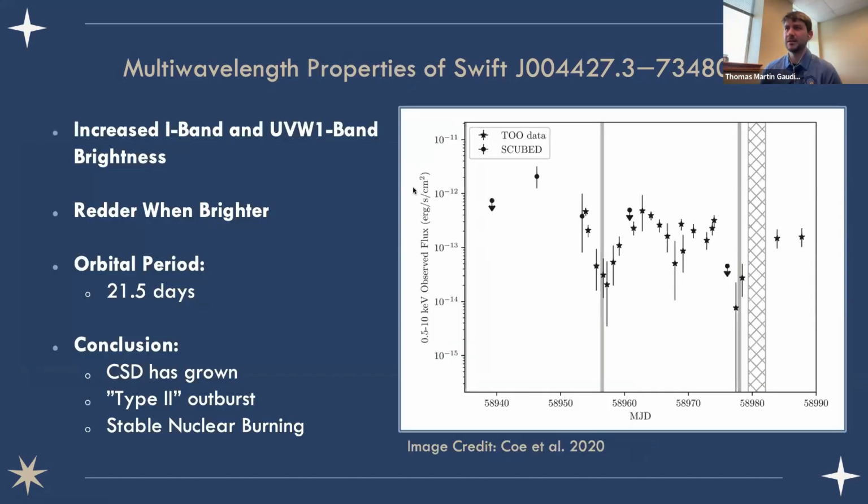When we put all these together, we see that we have an increased I-band and UVW1 band brightness. We see that the source is getting redder when the I-band magnitude is growing. We have a source with pulsed emission along a 1.5 day orbital period. Well, there's only one conclusion that we can draw from something like this, and that is that we have a growing circumstellar disk, which is responsible for providing material for this outburst.